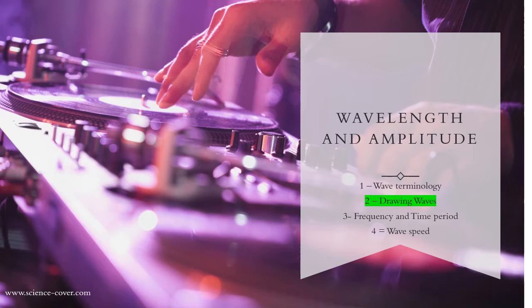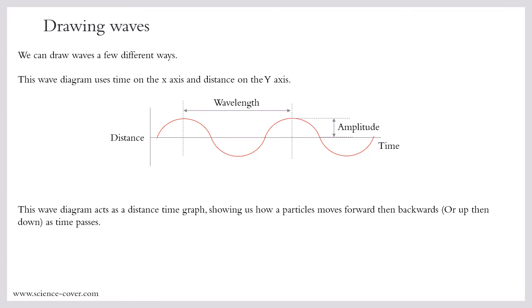Let's now look at how to draw waves. We can draw waves a few different ways. This wave diagram on the screen now uses time on the x-axis and the distance of the particle from a central point on the y-axis. This type of diagram acts as a distance time graph, showing us how a particle moves forward or backward or up and down as time passes.